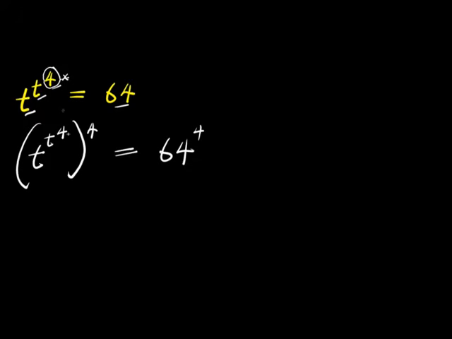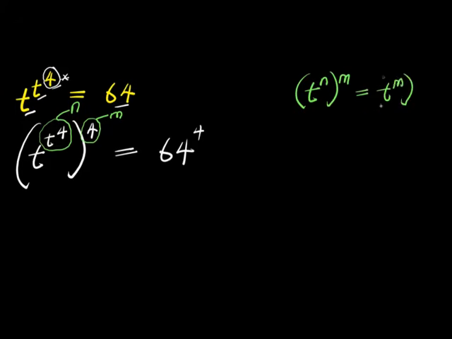Now, the next step will be to treat this t power 4 as a unit. In this case, we are going to use n. While the 4 here, we treat it as a unit again, we are going to use m. So, if you have t raised to the power of n raised to the power of m, this equals t raised to the power of n times m.